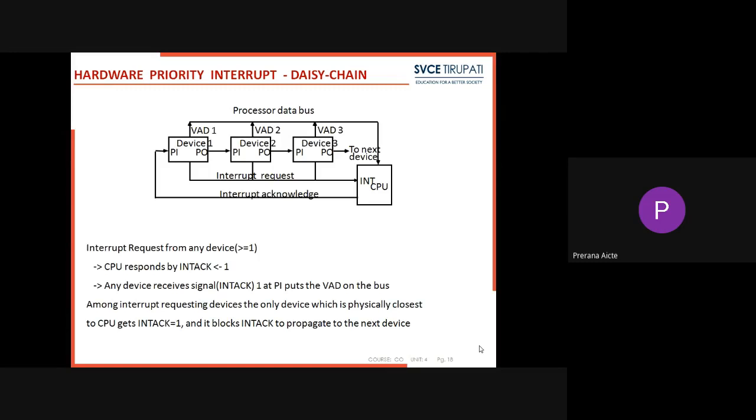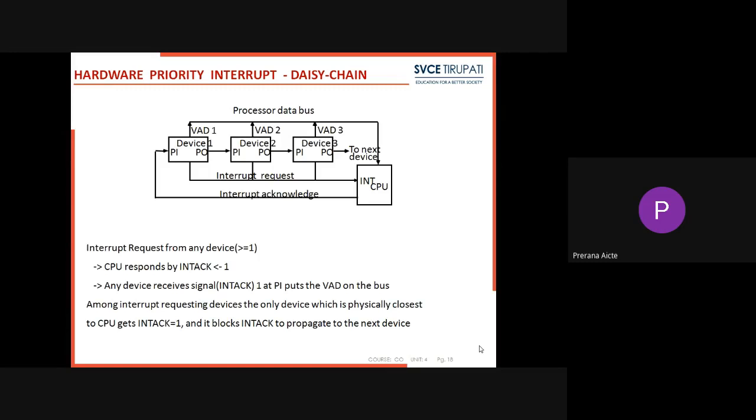If any device has its interrupt signal in the low level state, the interrupt line goes to the low level state and enables the interrupt input in the CPU. When no interrupts are pending, the interrupt line stays in the high level state and no interrupts are recognized by the processor. The CPU responds to the interrupt request by enabling the interrupt acknowledgement line. The signal is received by device 1 at its PI, that is priority input.